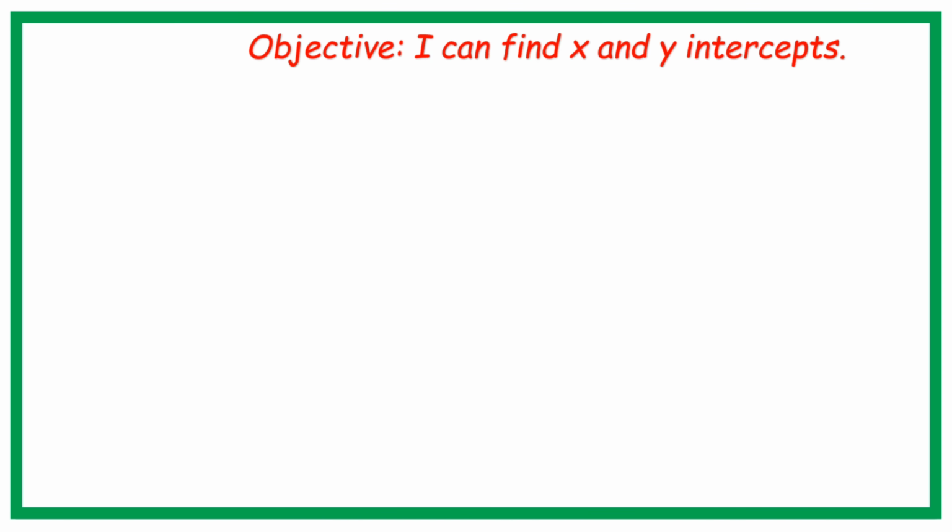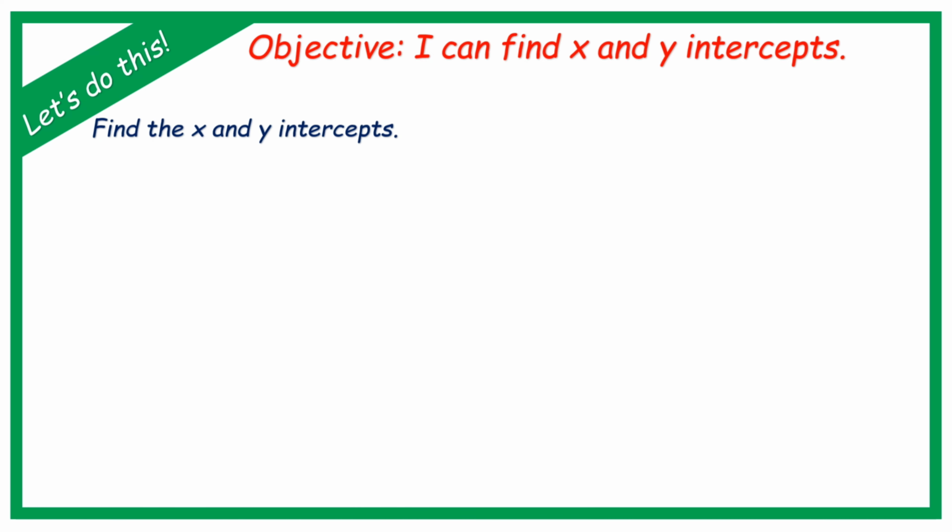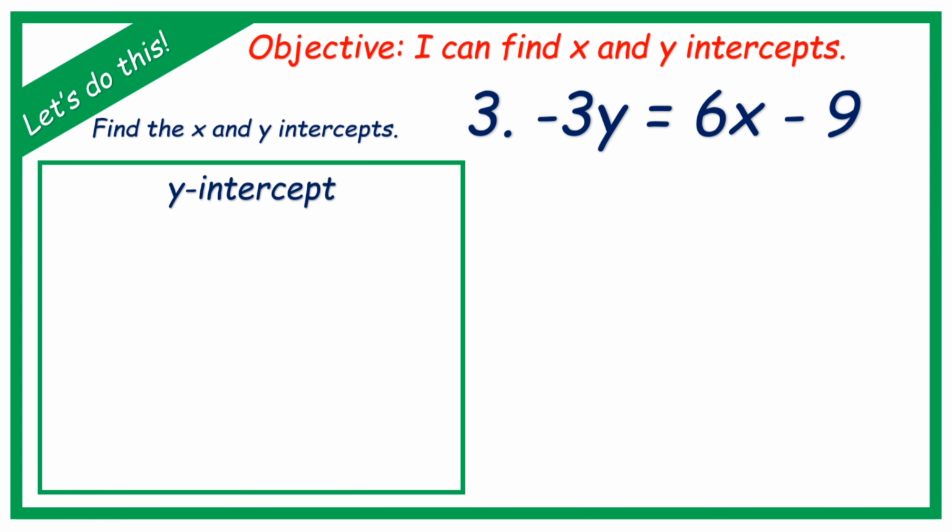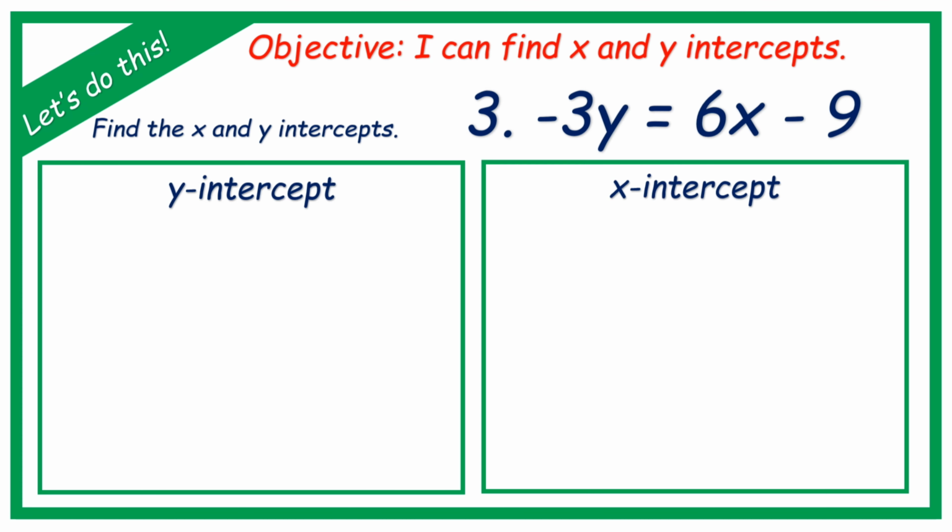Again, our objective, I can find x and y intercepts. Let's do this. Let's find the x and y intercepts. And this is the given. Negative 3y equals 6x minus 9. Again, we need to write y-intercept and x-intercept.